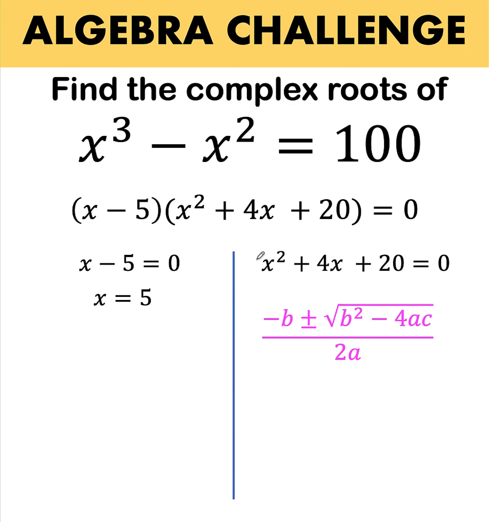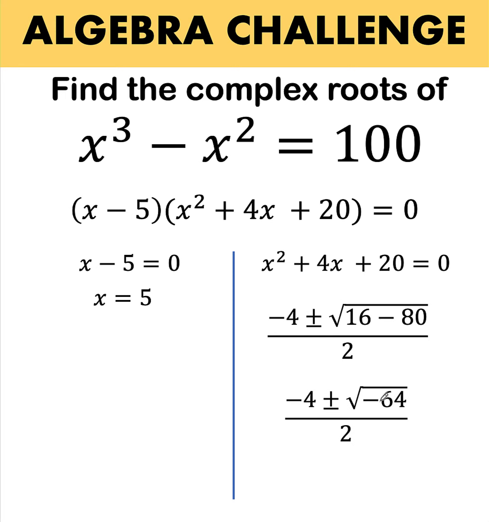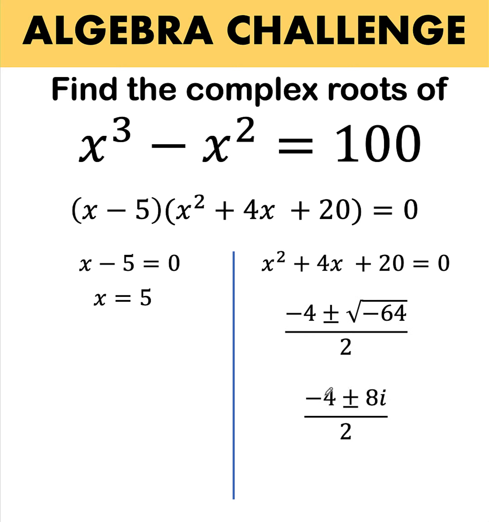Here, our a is 1, our b is 4, and our c is 20. So substituting those values for a, b, and c to the quadratic formula, here is the result. Negative b becomes negative 4 plus or minus the square of 4, which is 16, minus 4 times 1 times 20 to get minus 80, all over 2 times 1 or 2. This part here becomes negative. That's why we have an imaginary number. So 16 minus 80 is negative 64, and the square root of negative 64 is 8i. So we now write this as negative 4 plus or minus 8i over 2.